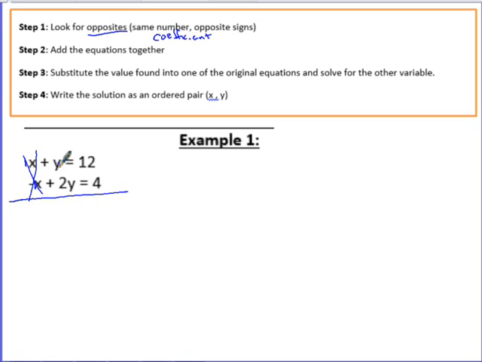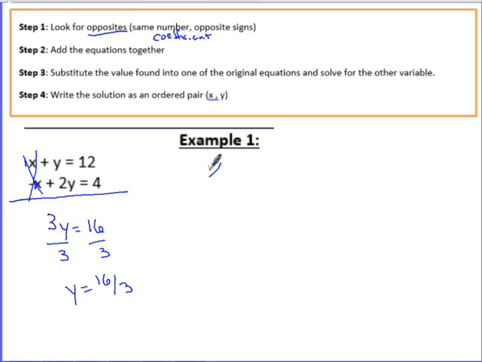Now I have y plus 2y, which is 3y, and that's equal to 12 plus 4, which is 16. So now that I've eliminated one of my variables, I can just go ahead and solve this for y. So y is going to be equal to 16 over 3. Then just like we did with substitution, we're going to take this number, 16 thirds, and substitute it into one of the equations to find what x is equal to. So I'm going to take the first one.